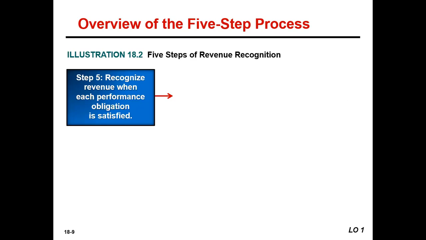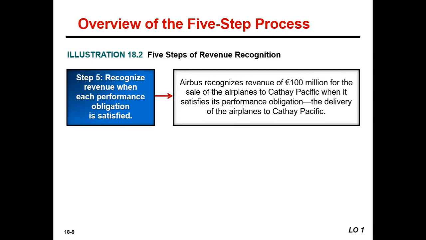And then step 5, recognize revenue when each performance obligation is satisfied. So the airplanes were delivered and Airbus was paid, or Airbus received the money. So in this example, Airbus recognizes revenue of 100 million for the sale of the airplanes to Cathay Pacific when it satisfies its performance obligation, which is the delivery of the airplanes.